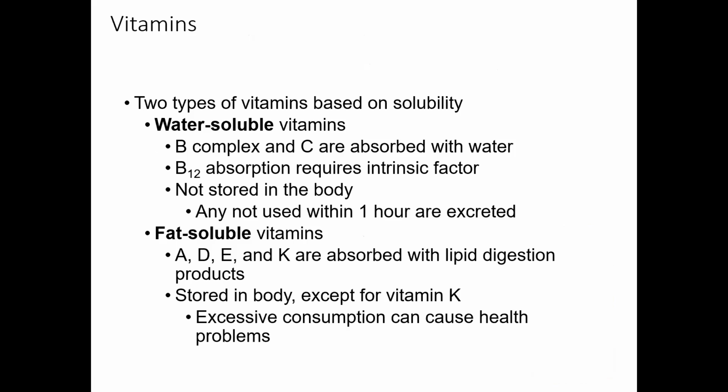Vitamins come in two forms. Vitamins are either water soluble or fat soluble. The water soluble vitamins are the B complex vitamins and vitamin C, the stuff that we find in fruit juice, orange juice, lemon juice, grapefruit juice, things like that. They are water soluble. Vitamin B12 is water soluble, but it needs a special protein in the stomach to be absorbed.